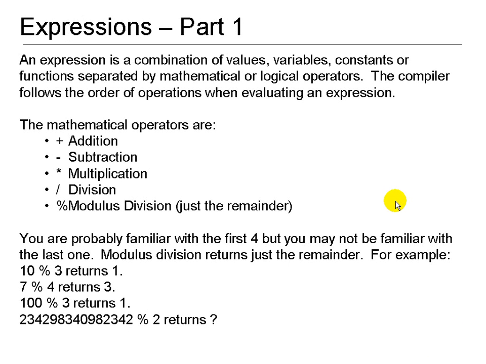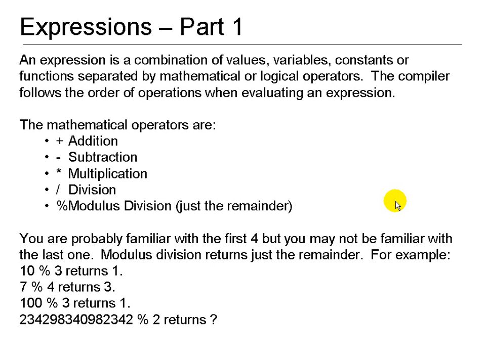Expressions. An expression is a combination of values, variables, constants, or functions separated by mathematical or logical operators. Wow, doesn't that sound like a great surprise unannounced quiz question? The compiler follows the order of operations when evaluating an expression.